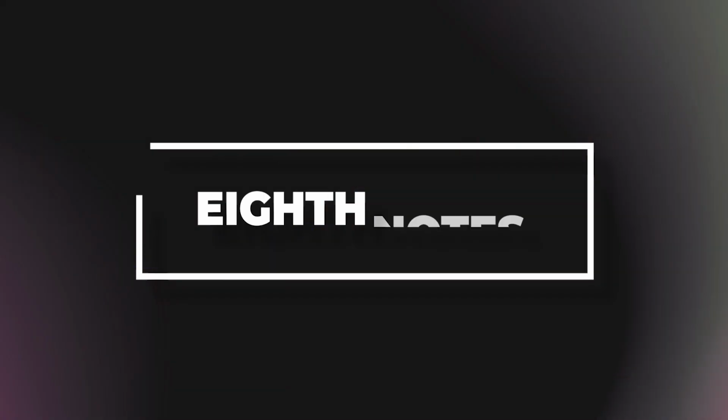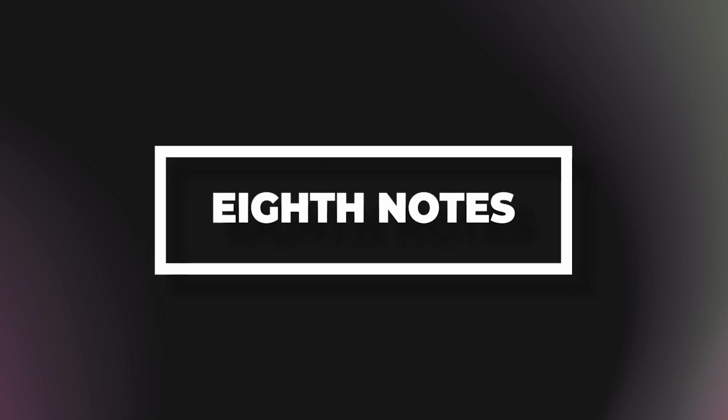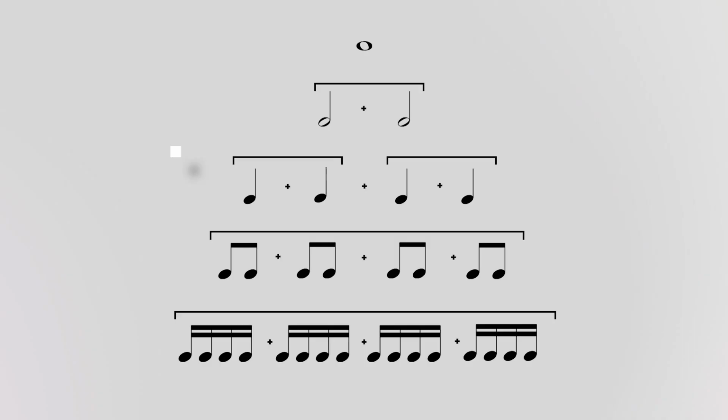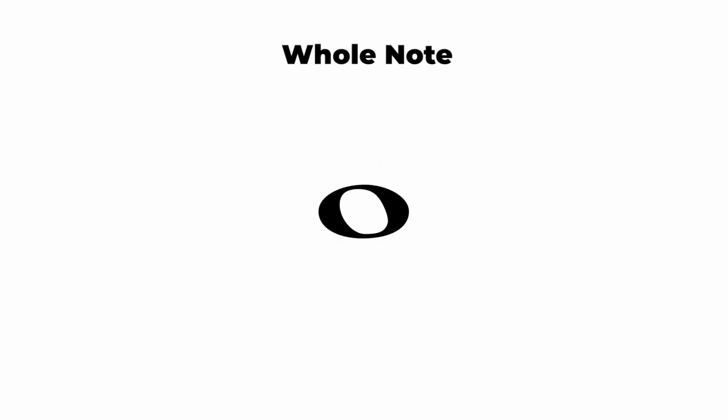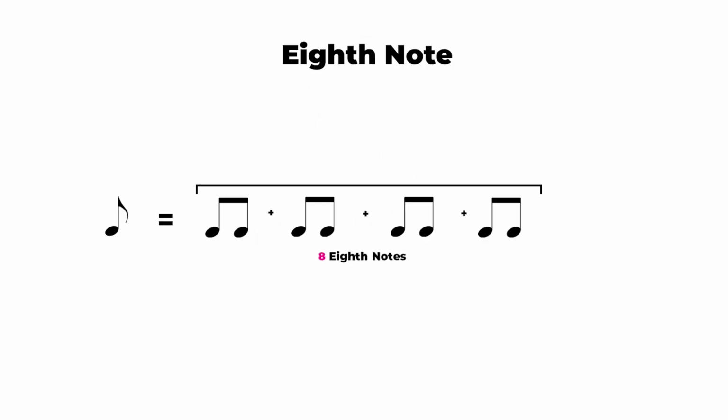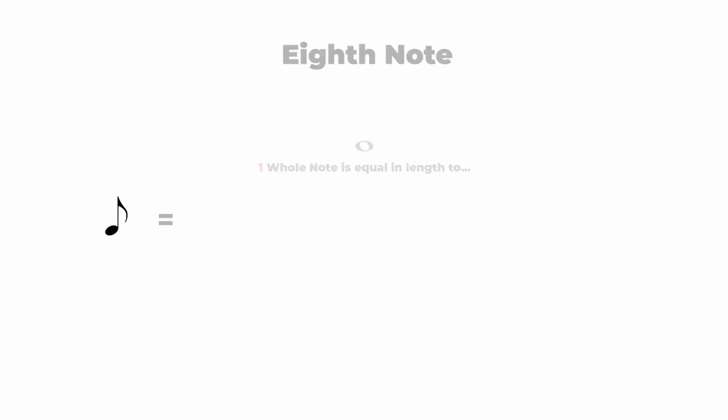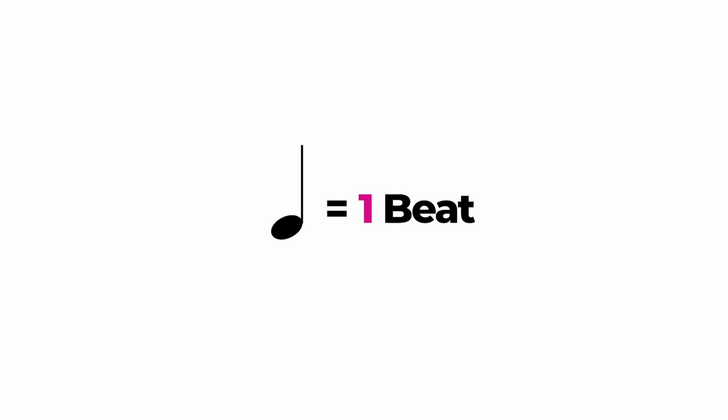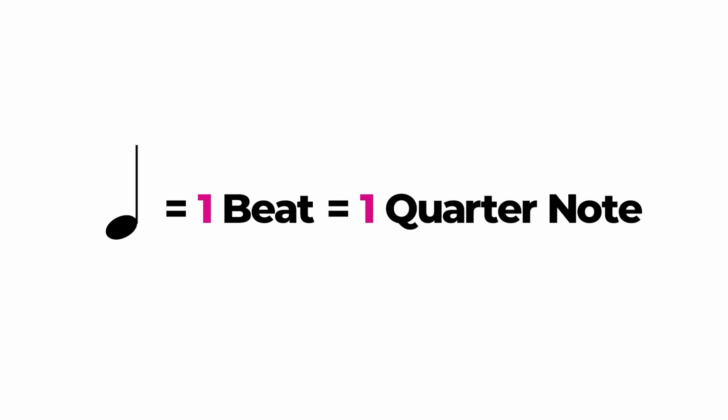Today we'll explore eighth notes and how they relate to the music we make. In music, notes represent the length of a sound, and a whole note is our reference point. An eighth note is 1/8 the duration of a whole note. When you put two eighth notes together, they equal one beat. This is similar to a quarter note.